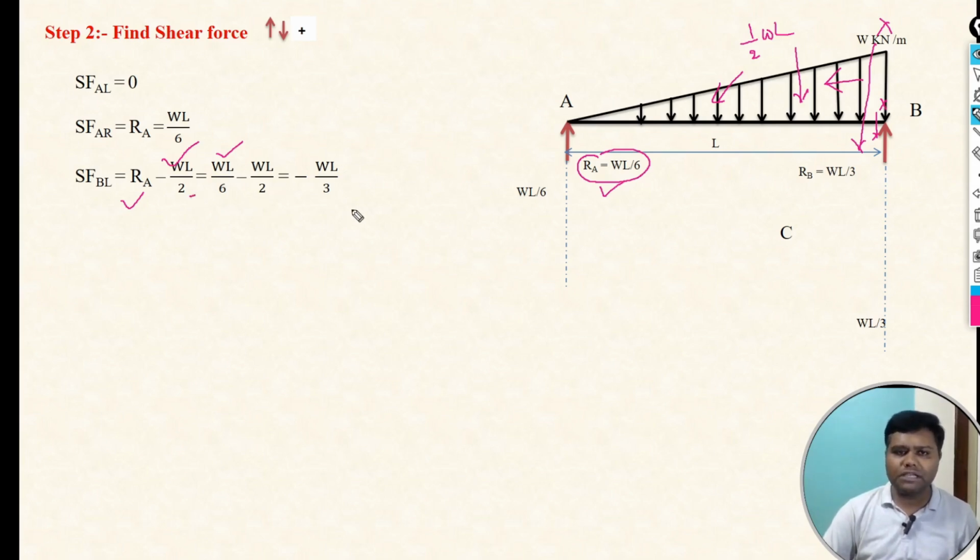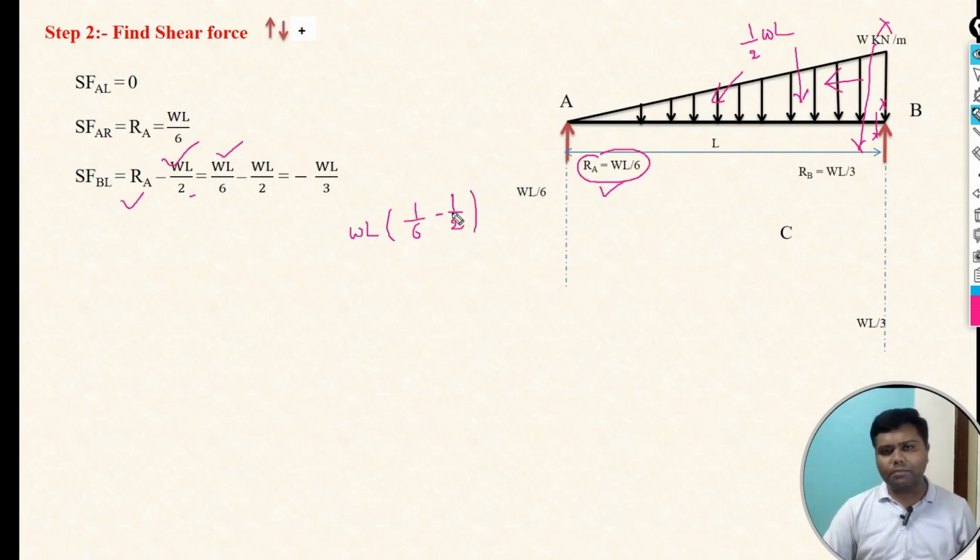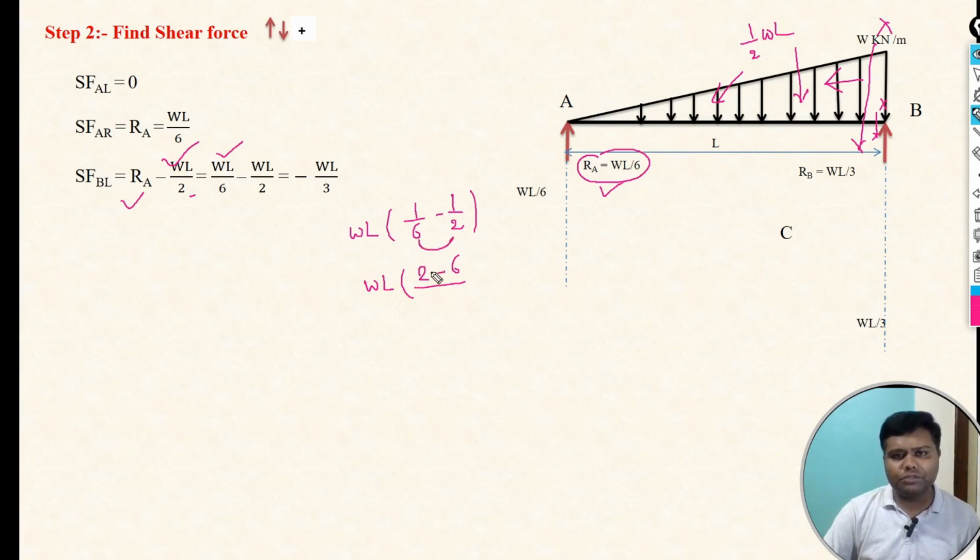Again, just take WL as a common. The remaining term is 1 by 6 minus 1 by 2. For solving this particular bracket, we have to cross multiply it. So WL, in cross multiplication, 2 into 1, that is 2, minus 6 into 1, that is 6, divided by the multiplication of these two, that is 6 into 2, 12. Just solve this bracket. WL should be as it is, 2 minus 6 is minus 4, divided by 12.